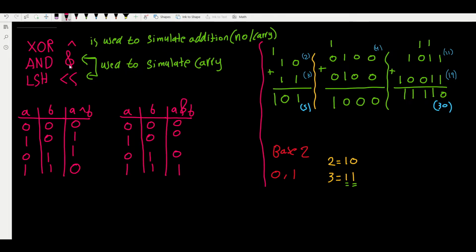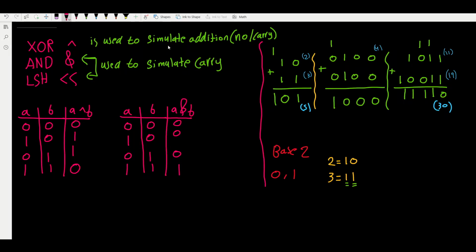Well, we said exclusive OR is used to simulate addition without the carry. Now I say with no carry. You might be confused why that is the case. I will show you, just bear with me. We will see that 0 0 gives us 0, 1 0 gives us 1. So what do we notice?